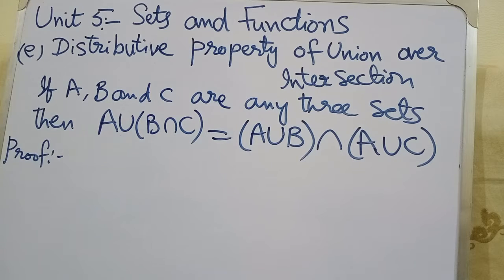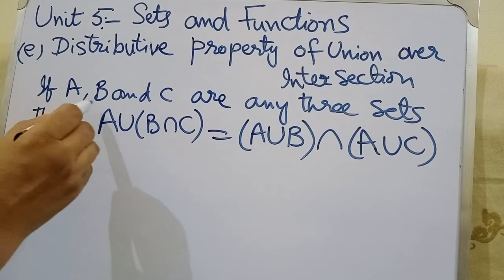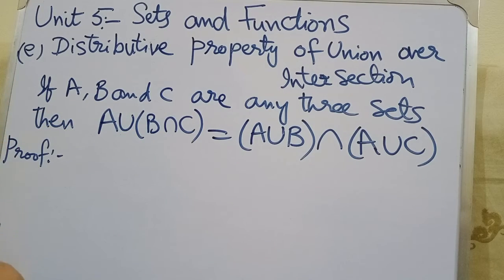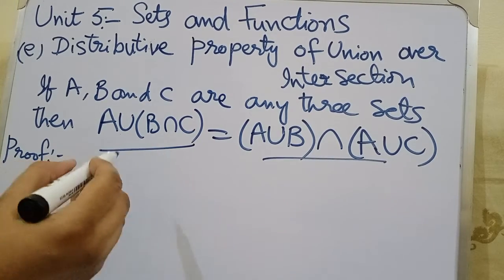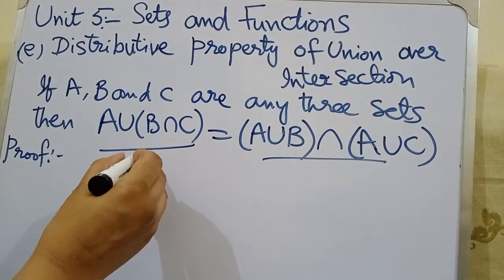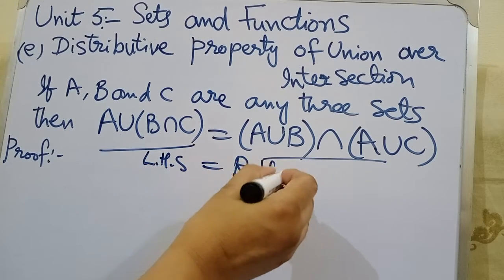Let us take three sets A, B, C. In this type of equation, it's very easy to prove one side and then prove the other side, that is, left hand side is equal to right hand side.